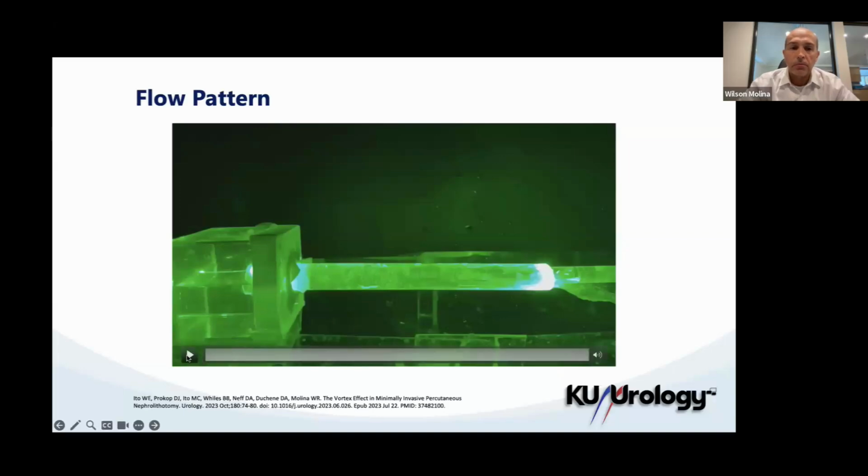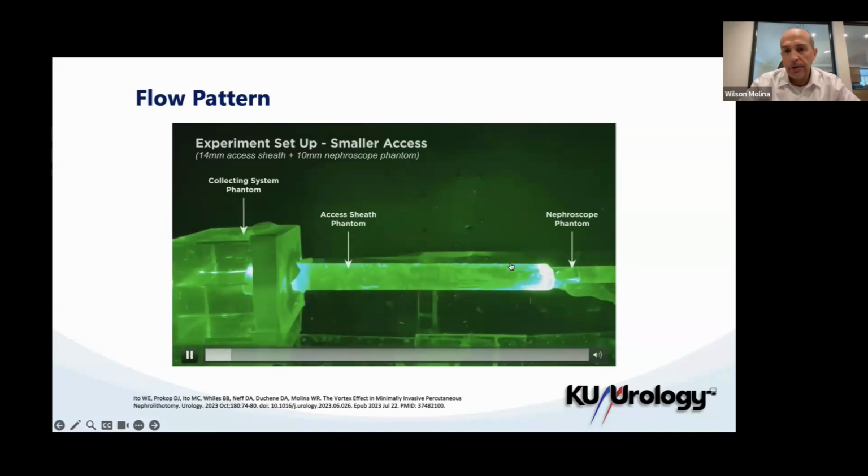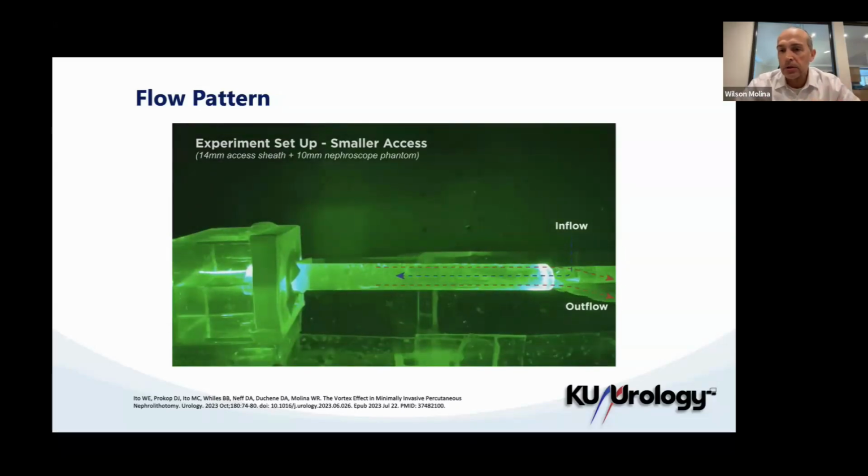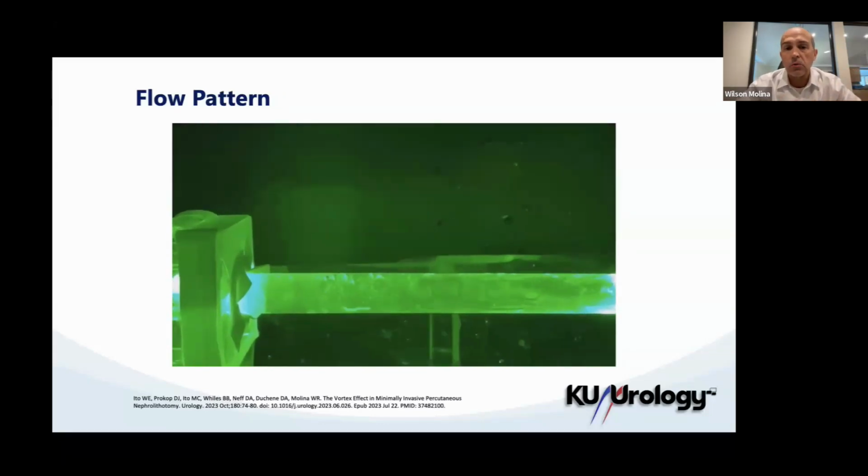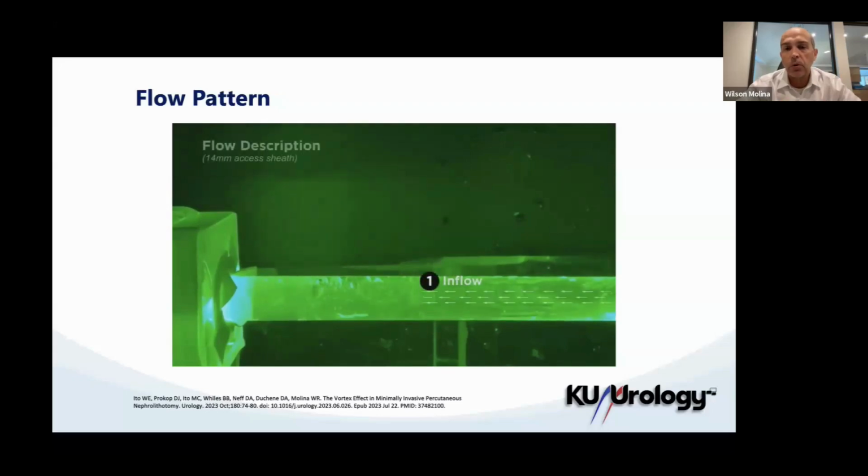So this is our model here. You can see the kidney, the access sheath, and the nephroscope. We shone this laser light so we can better see the bubbles during hydrolysis, since we run a little current through the wires. That's how we created the model. It was very interesting because we could really see the bubbles and how the flow works.